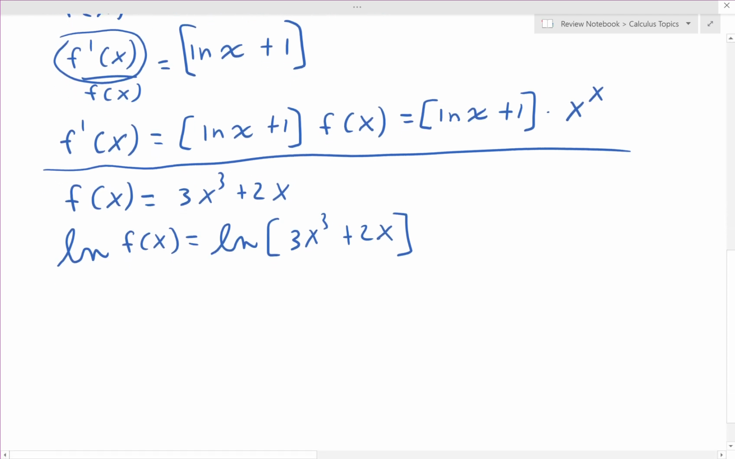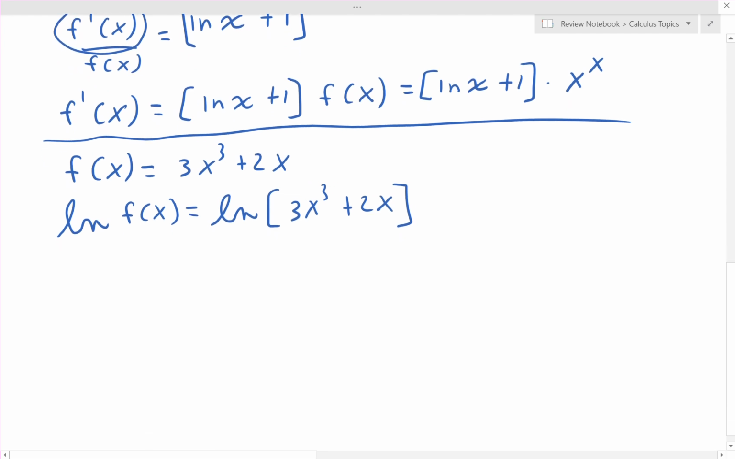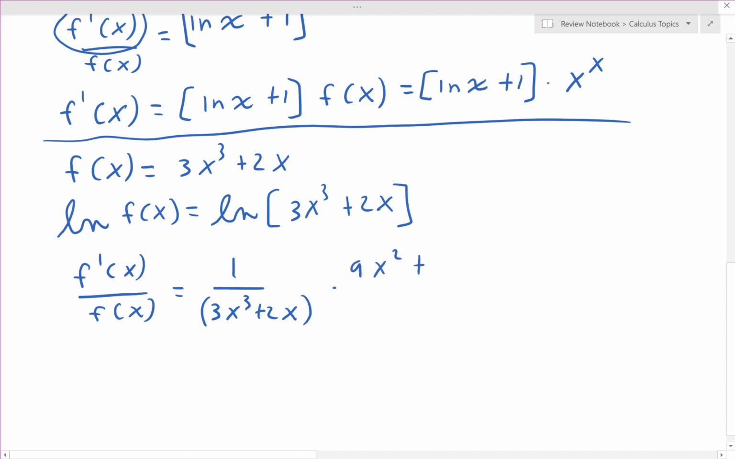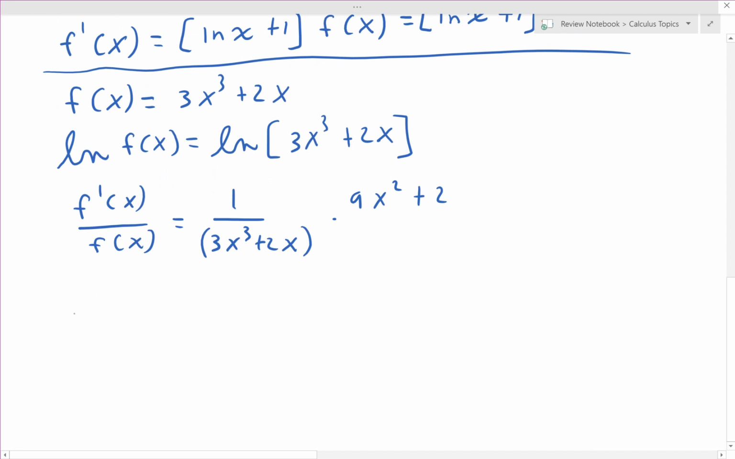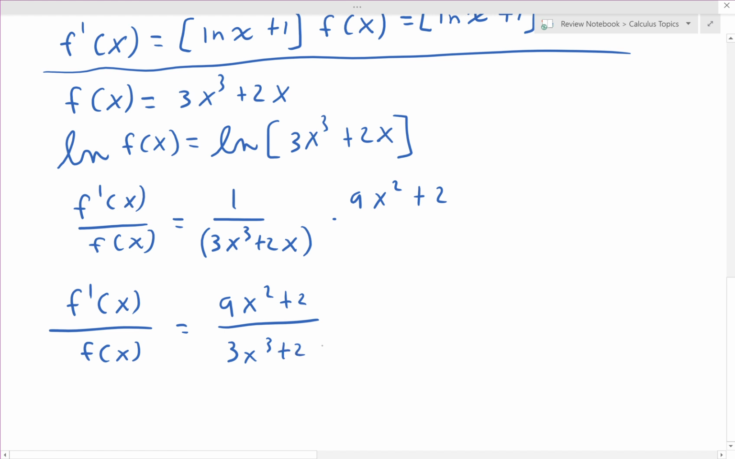So with that, let's take the derivative of both sides. Derivative over the function on the left is equal to 1 over that function, 3x to the third plus 2x, multiplied by the derivative, which would be 9x squared plus 2. Just to rewrite it really quick, the derivative over the function is equal to 9x squared plus 2 over 3x to the third plus 2x.